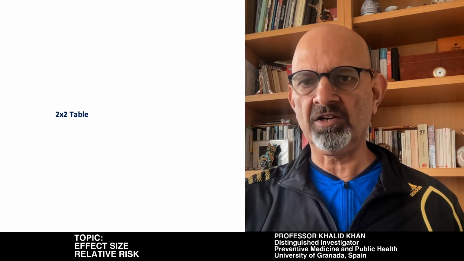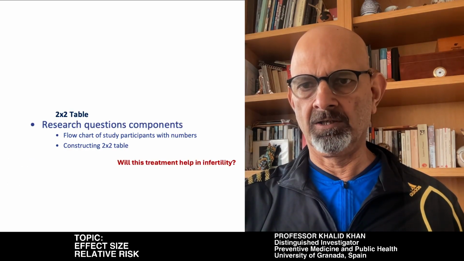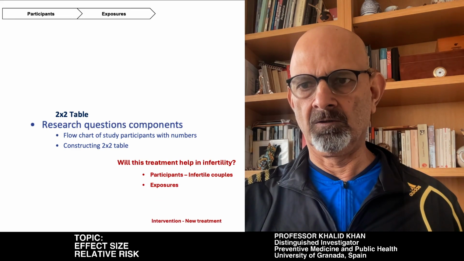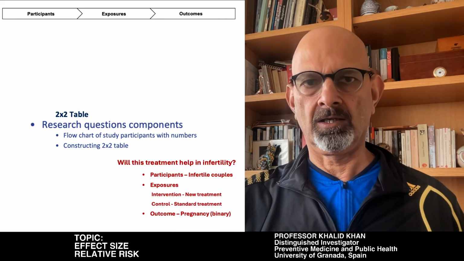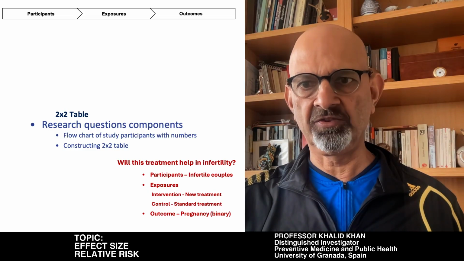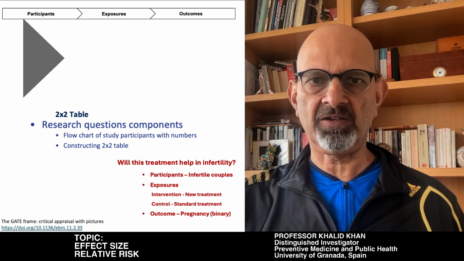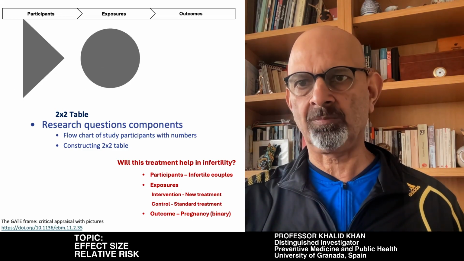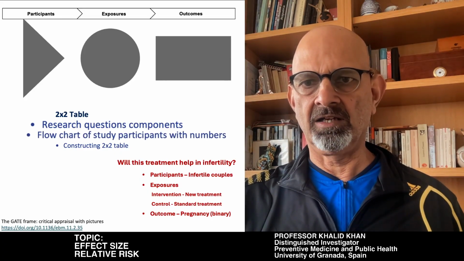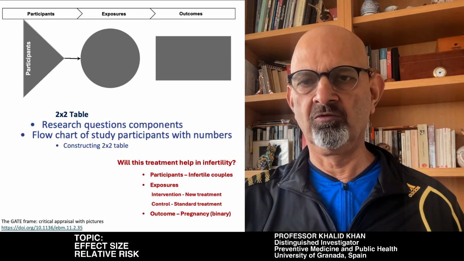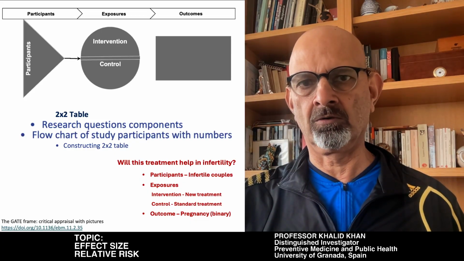So let's move to the question components, and you can see that using the GATE frame, we can represent participants with a triangle, exposures with a circle, and outcomes with a rectangle. And the participants move forward in time to be divided into intervention or control groups.